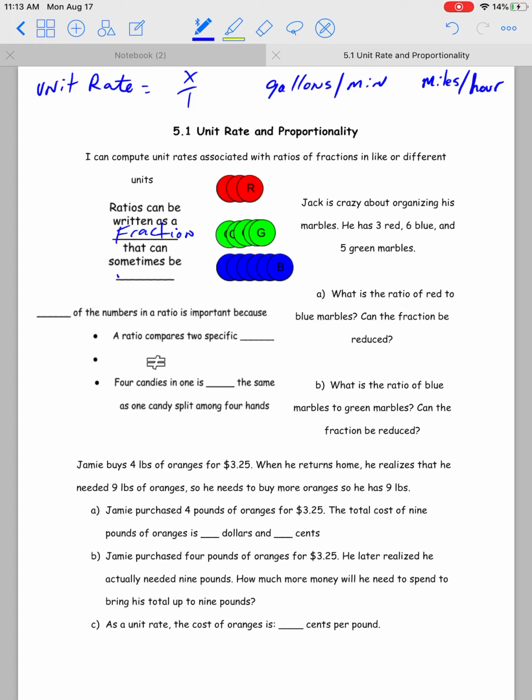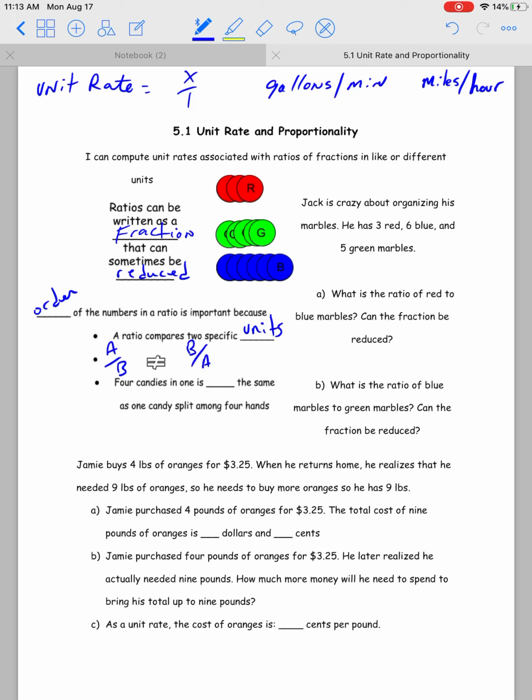Ratios can be written as a fraction that can sometimes be reduced. The order of the numbers in a ratio is important because a ratio compares two specific units. A over B is not equal to B over A.